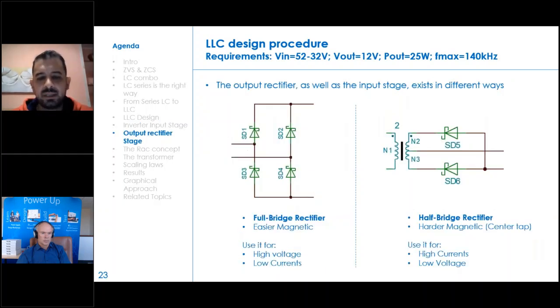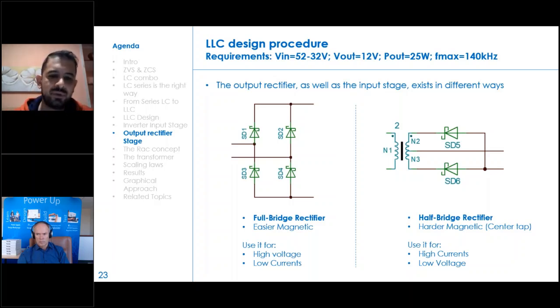Okay, let's do the same for the output rectifier. Let's place then the third piece of the puzzle. All of them rectify the voltage, with pros and cons in terms of both the transformer manufacturing and the diodes, and the stresses on the diodes in terms of both voltage and current stress. So let's go through these features quickly.